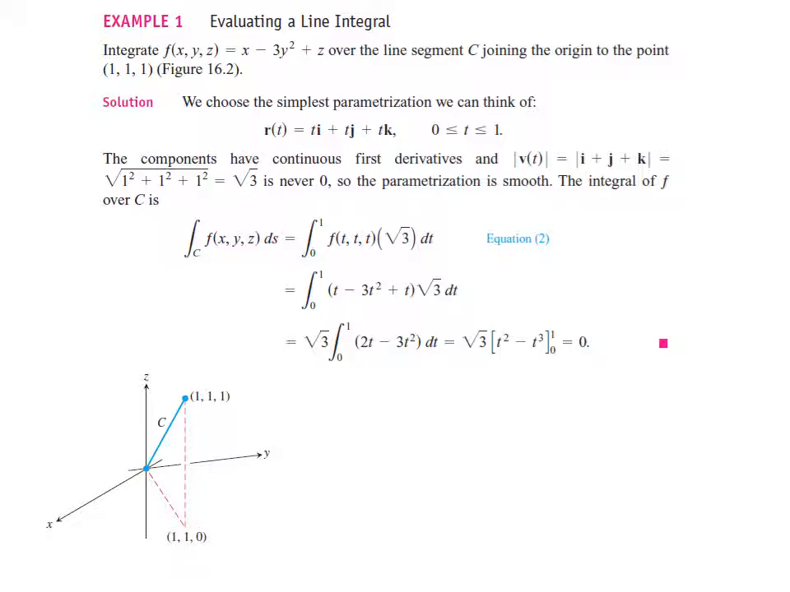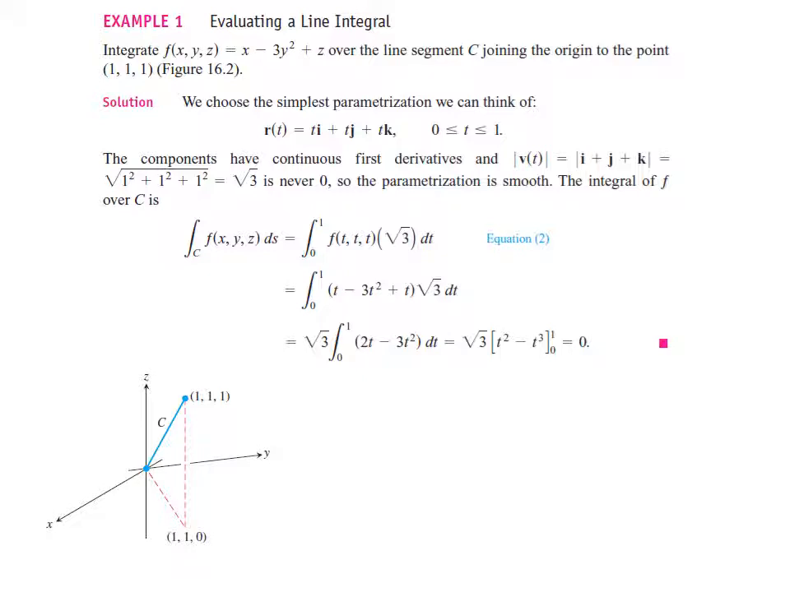So let us differentiate r(t). dr/dt is equal to the derivative of t, which is 1, times i plus the derivative of t again, 1, times j plus 1 times k. Now let us find the modulus of dr/dt, which is the modulus of v(t). That can be written as the modulus of i + j + k, which is the square root of 1² + 1² + 1², equal to the square root of 3.